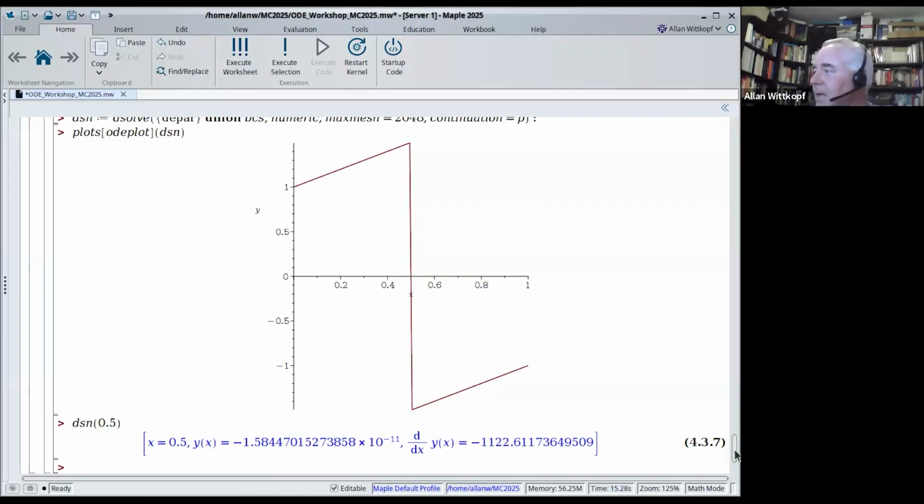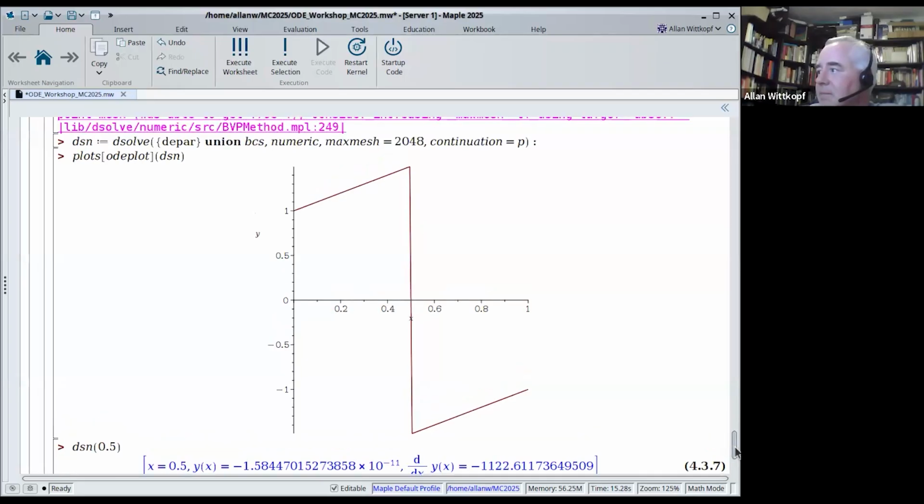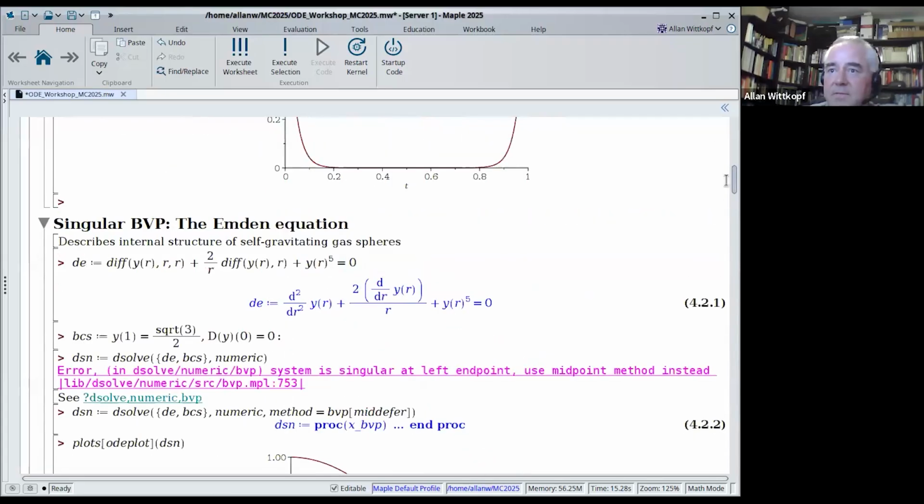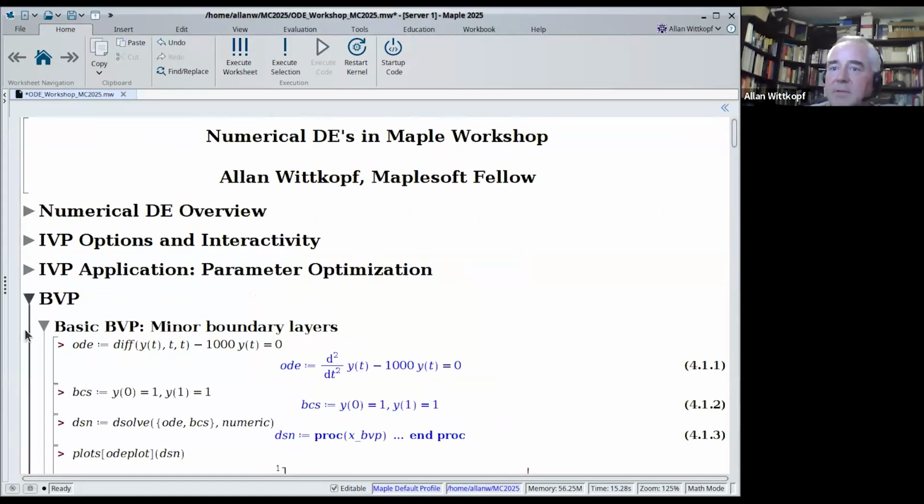Okay. So are there any questions on boundary value problem solving? Not at this time? Okay, if anybody has a question on it, or something occurs to you, you can feel free to ask it at the end and we can cover it then.